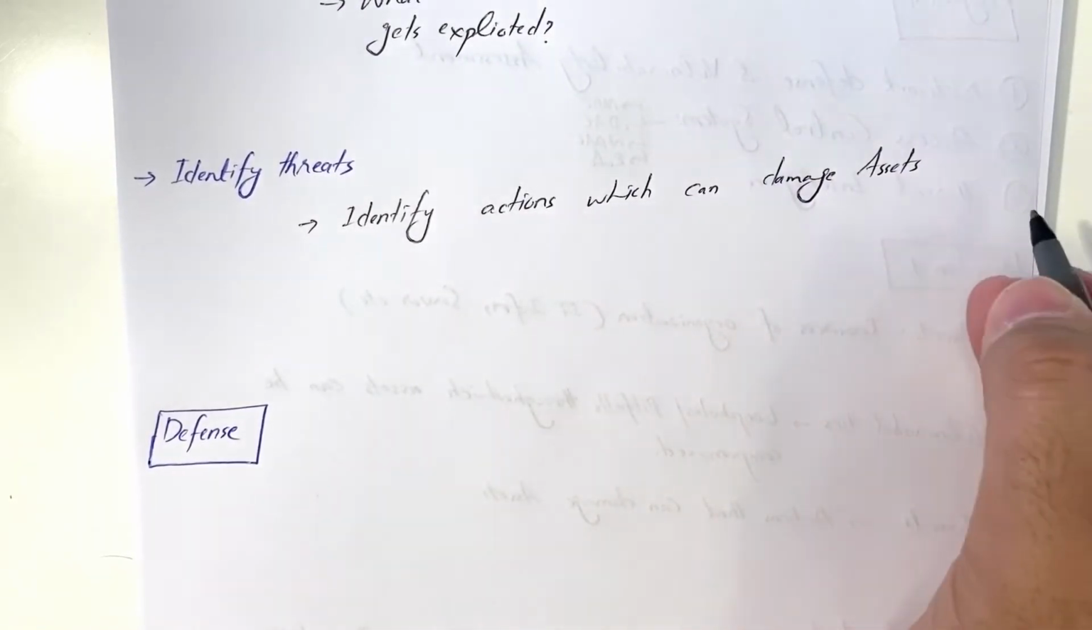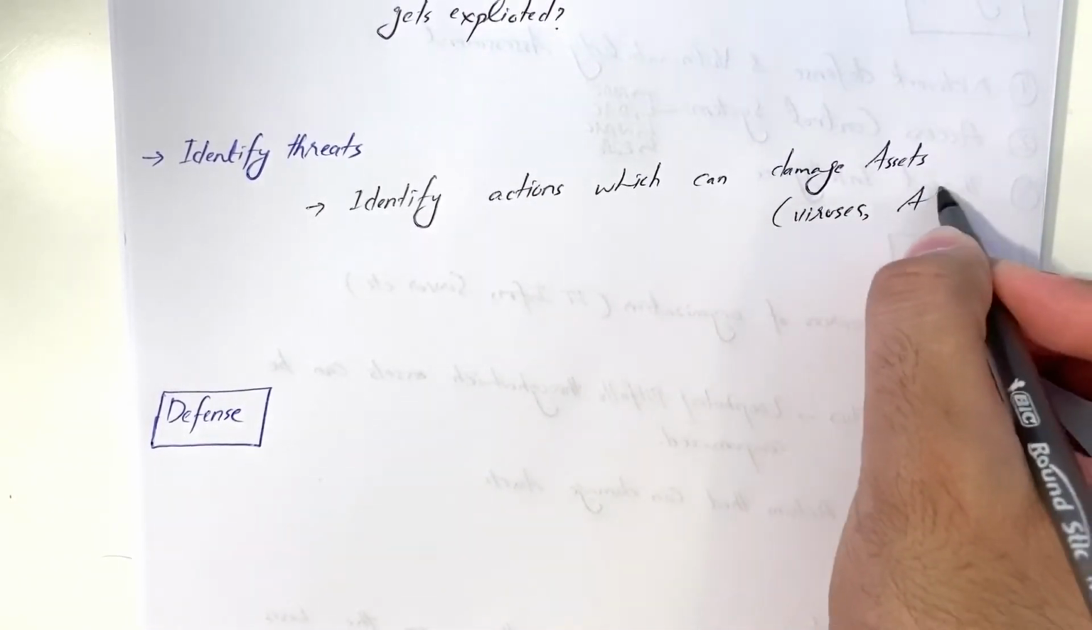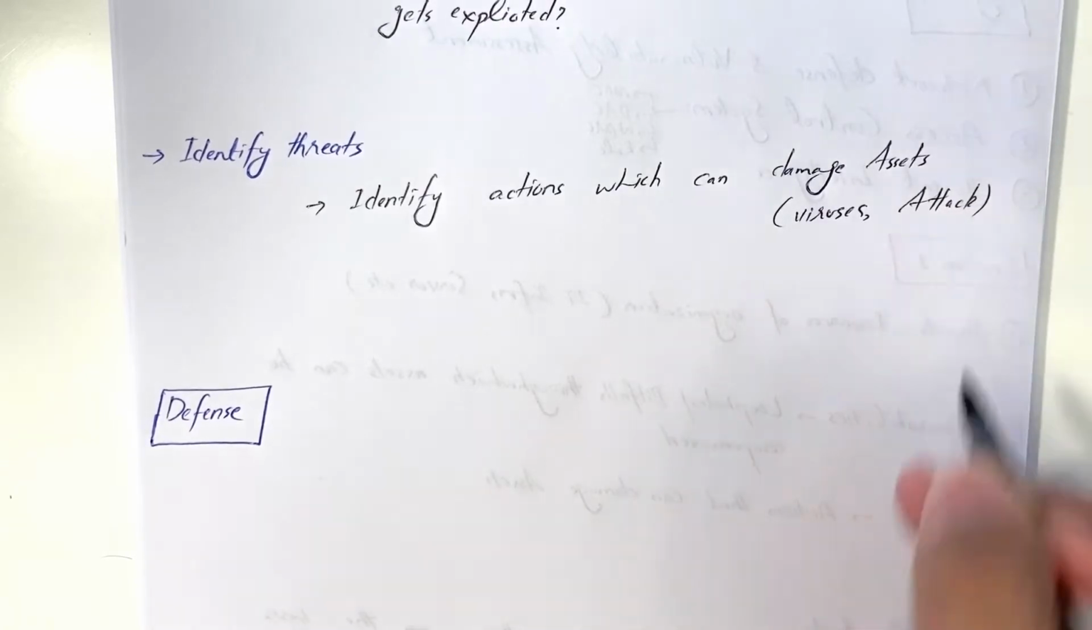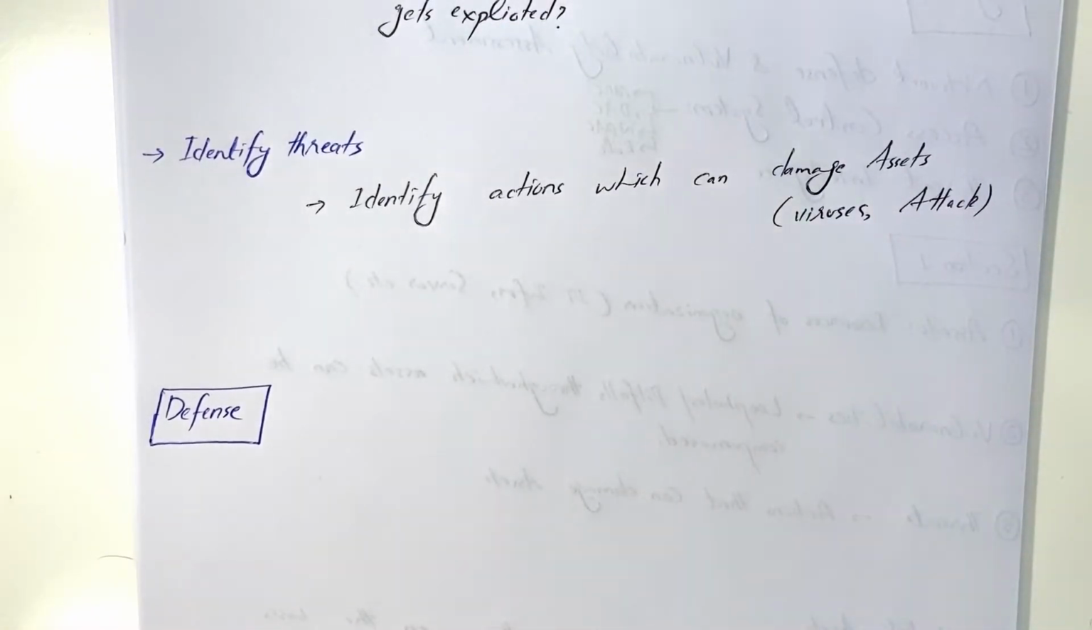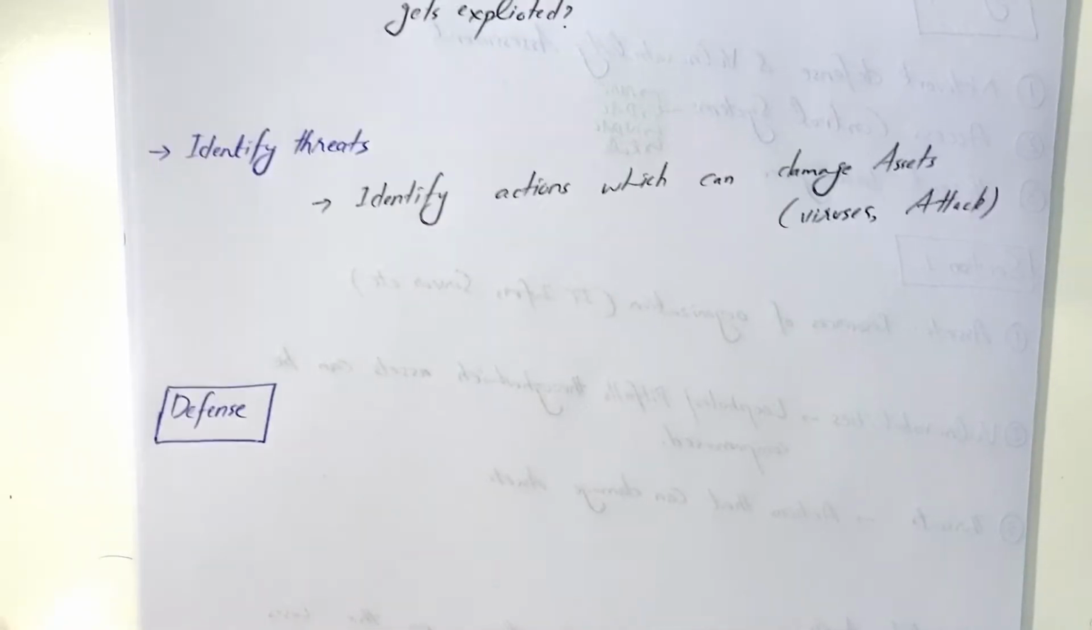So what could be the action? Action could be viruses. Action could be security attacks, like for example, SQL injection attack, cross-site scripting, etc. So these are basically the three main steps involved in vulnerability assessment.